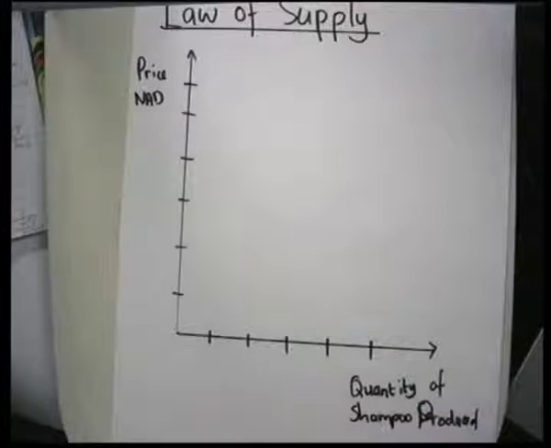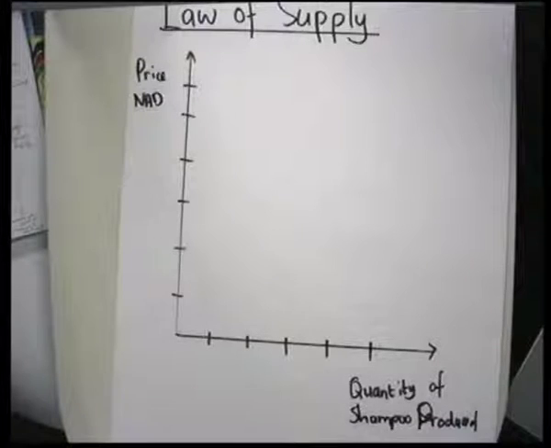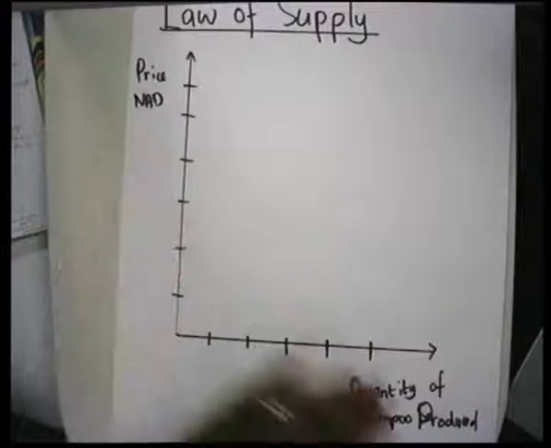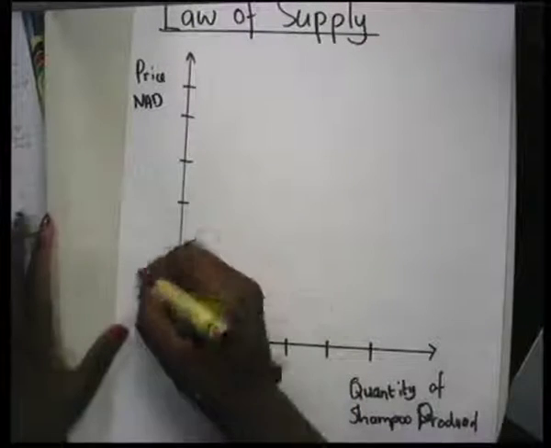Now the information that has been given to us in the table, we have the price in Namibian dollars, we have the quantity of shampoo produced, and we have the points on the graph. When you plot the supply curve, you have to plot it with the different points, as in A, B, C, D, E, and F. So now on the vertical axis, we have the price, and on the horizontal, we have the quantity of shampoo produced. So we're just going to put in our figures quickly.